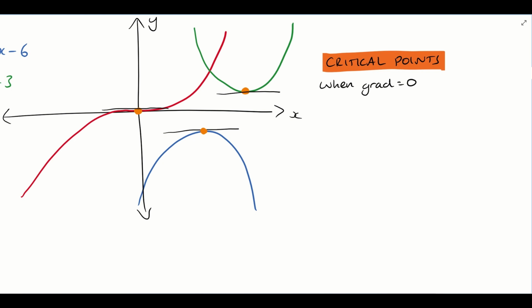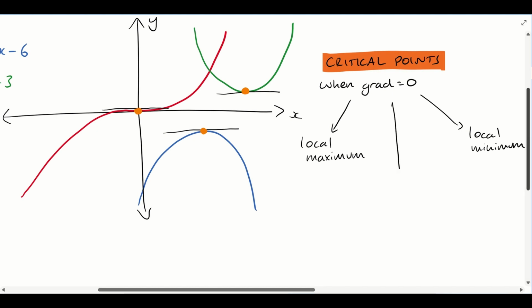And there are 3 types of critical points that we have, okay? We have what we call a local maximum. We have a local minimum. And the last point is what we call a horizontal point of inflection. And that point of inflection bit is sometimes abbreviated to POI, or the whole thing sometimes abbreviated to HPOI. Okay, those things mean horizontal point of inflection.